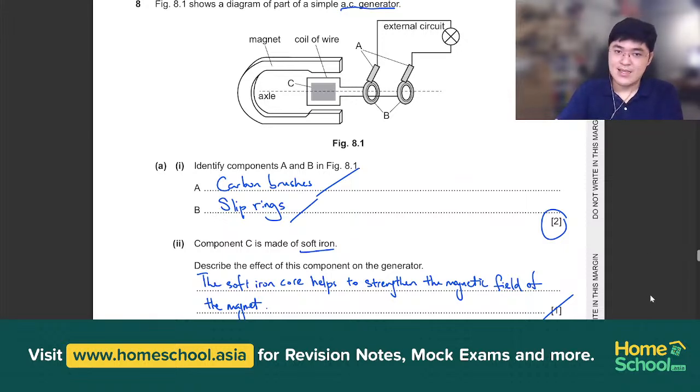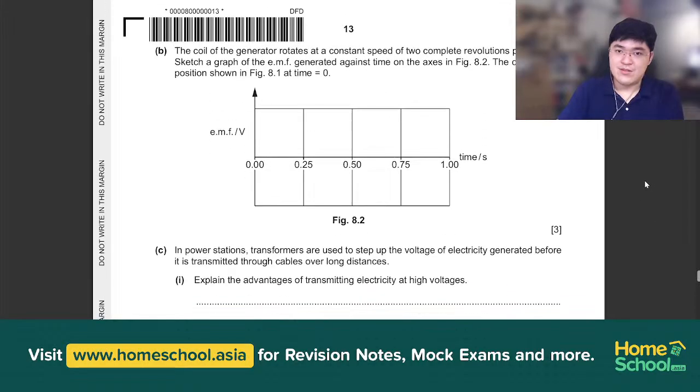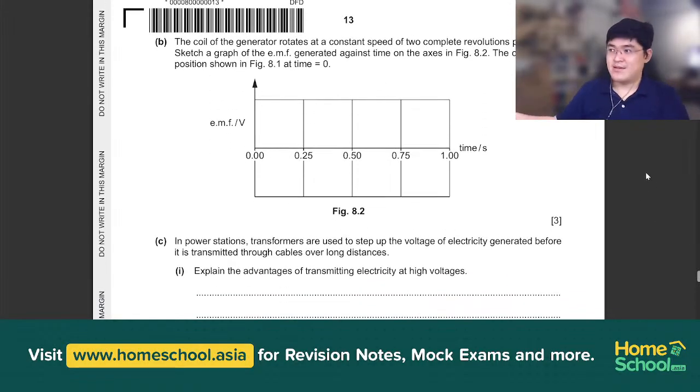Okay, let's move on to part B. The coil of the generator rotates at a constant speed of 2 complete revolutions per second. Please remember, 2 complete revolutions per second. Yes, pardon my Singlish coming through. We are to sketch the graph of EMF generated against time on the axes in figure 8.2.